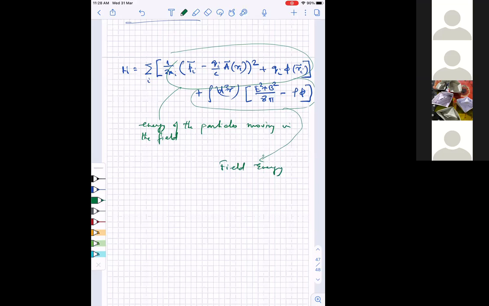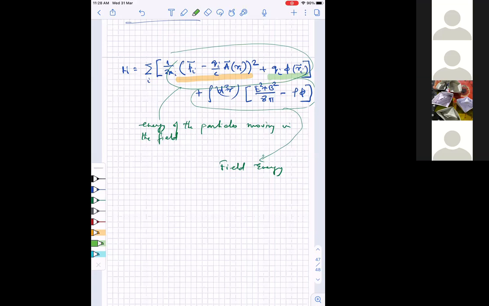But if you look a bit more closely, you'll see that this is a bit ambiguous. Okay, so we talk about the energy of the particles moving in the field. There is the kinetic energy part over here. Okay, and then there is the potential energy part. Now the potential energy part is basically the potential energy of the particle in the field.